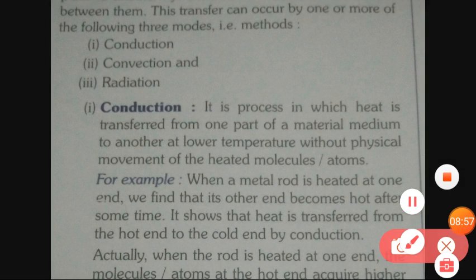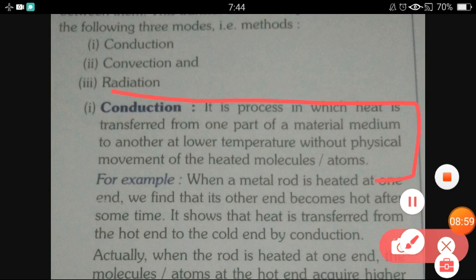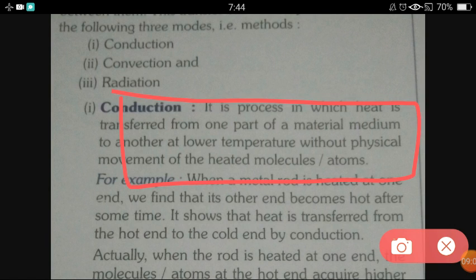Now we will see the internal structure of the rod. Suppose this is the rod, and inside the rod so many molecules are there. Let us consider some molecules inside the rod. At point A we start giving heat energy. After getting the heat energy, this molecule becomes excited and starts vibrating.